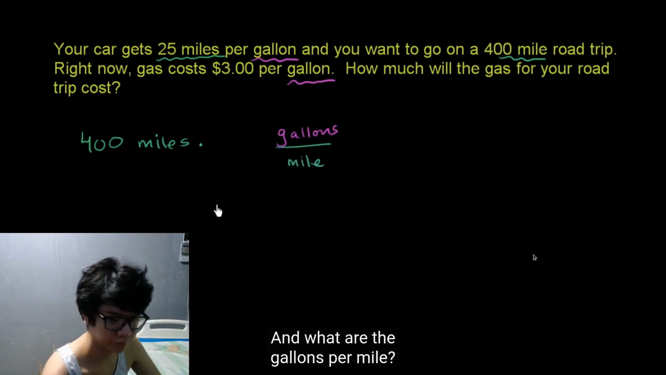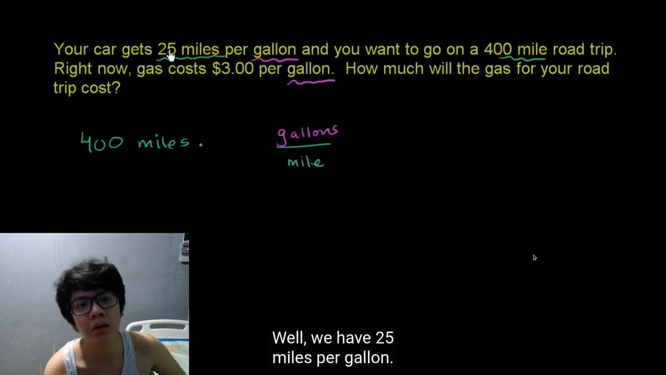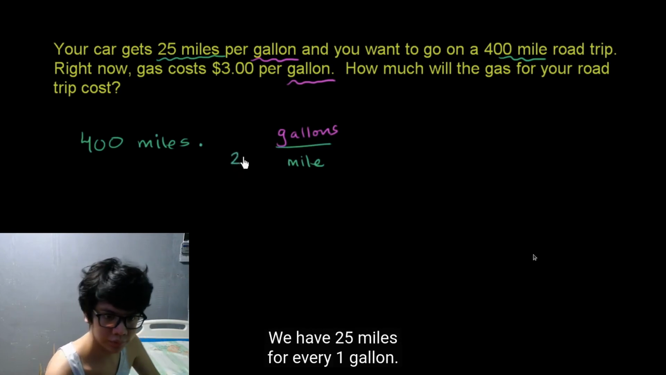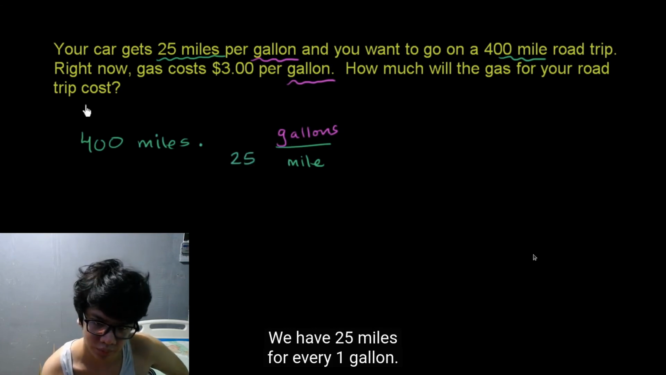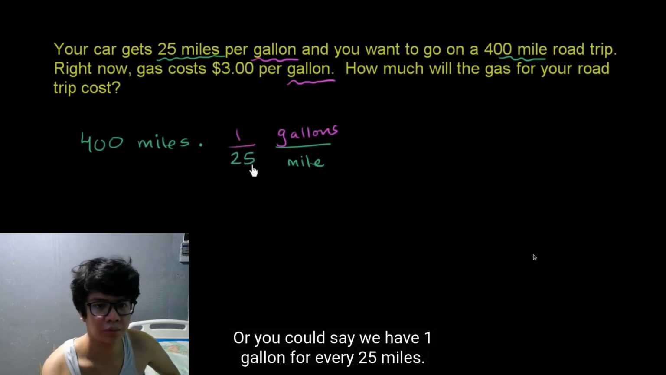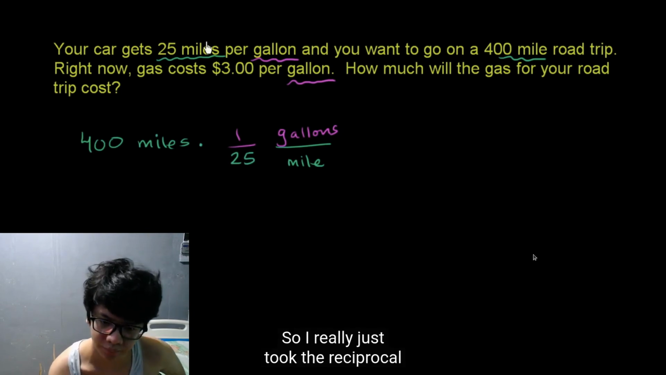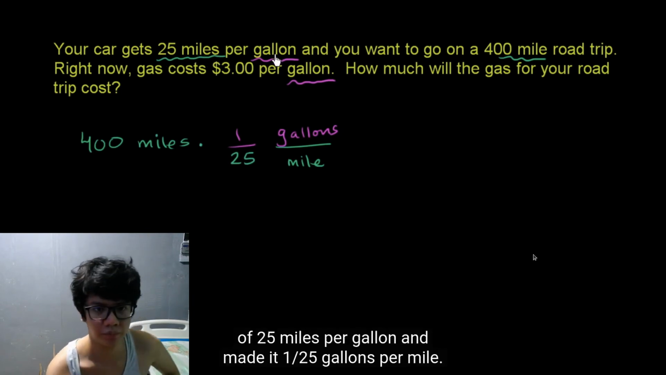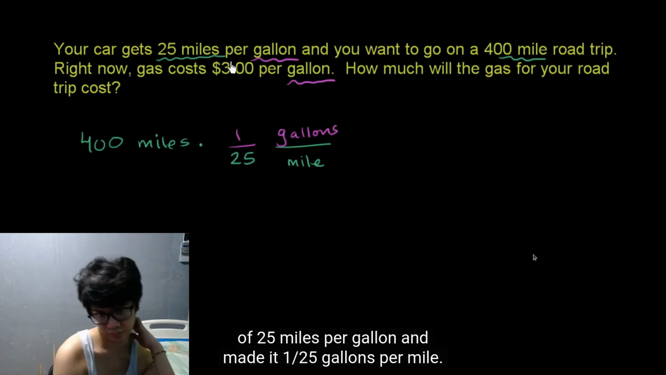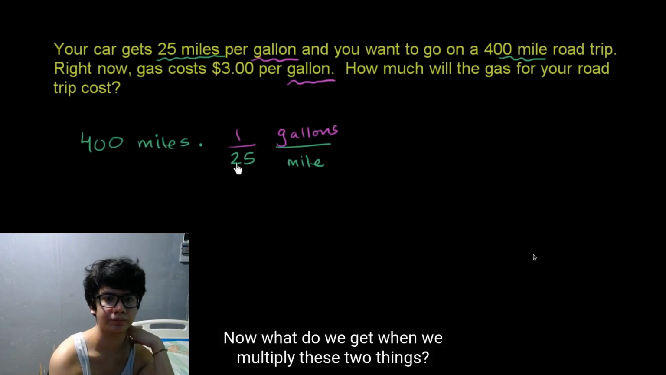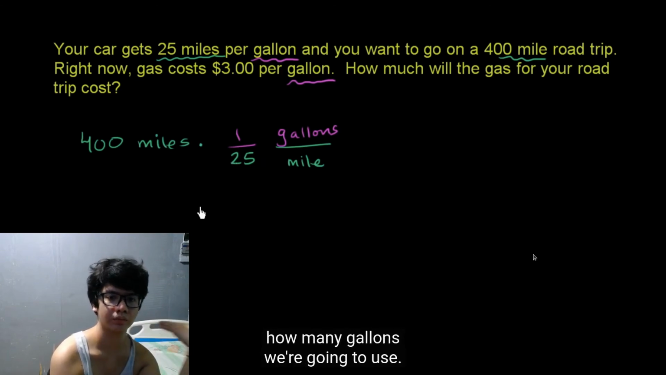And what are the gallons per mile? We have 25 miles per gallon. We have 25 miles for every 1 gallon, or you could say we have 1 gallon for every 25 miles. So I really just took the reciprocal of 25 miles per gallon and made 1 over 25 gallons per mile. Now what do we get when we multiply these two things? The whole purpose was to figure out how many gallons we're going to use.